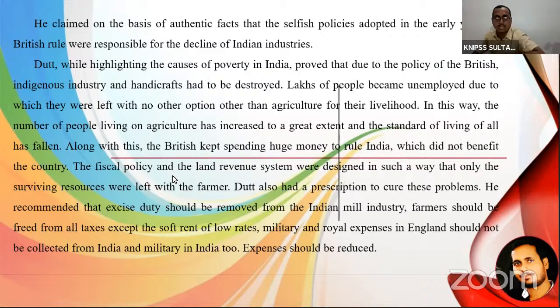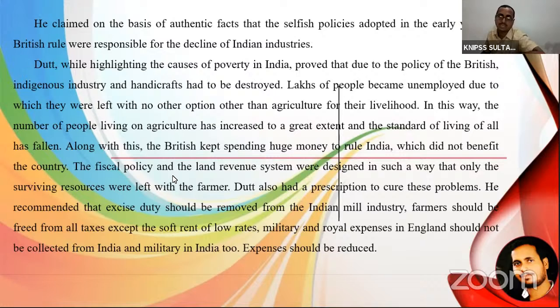Lakhs of people became unemployed, due to which they were left with no option other than agriculture for their livelihood. In this way, the number of people living on agriculture increased to a great extent, and the standard of living of all farmers fell. Along with this, the British kept spending huge money to rule India, which did not benefit the country. The fiscal policy and the land revenue system were designed in such a way that only bare survival resources were left with the farmers. Datta also had prescriptions to cure these problems.